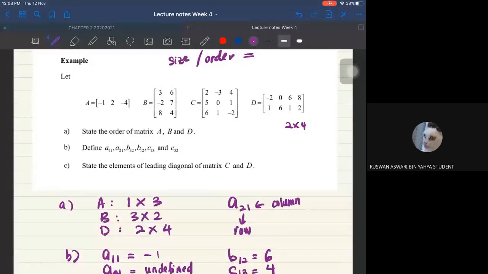Okay? Leading diagonal dengan diagonal matrix is two different things. Because after this, kita akan belajar type of matrices. Dia ada diagonal matrix. Okay? So benda yang tak sama. So leading diagonal ni refer kepada diagonal of the matrices yang you ada. Okay, so as for D, dia tak ada diagonal. Sebab apa? The size of the matrix is not the same. Okay.